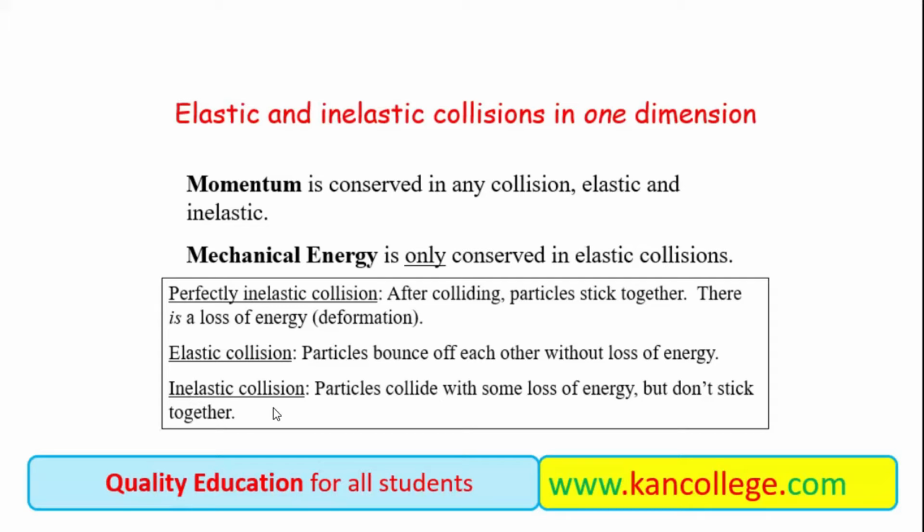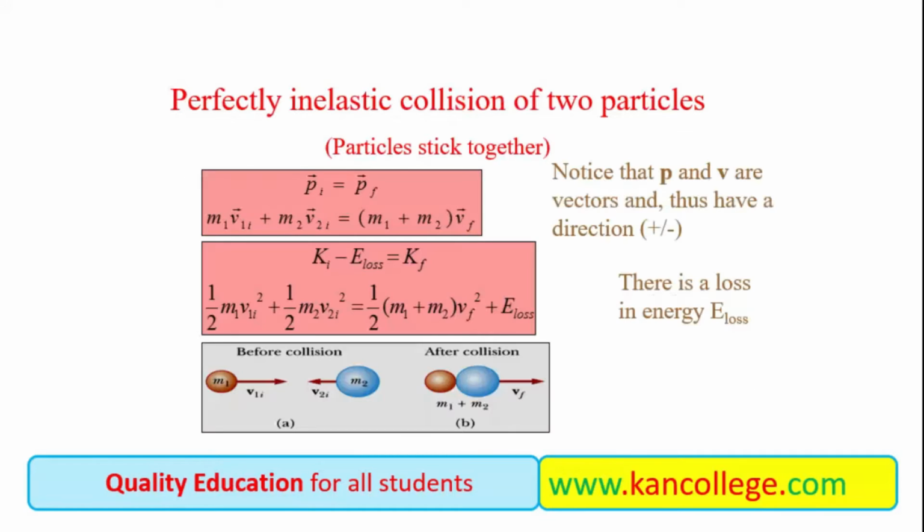Similarly, in the case of inelastic collisions, but not perfectly inelastic, just inelastic collision, particles collide with some loss of energy but do not stick together. This is a case of inelastic collision. In the case of perfectly inelastic collision, particles stick together, just as shown in the figure. Before collision, the balls were separated and coming towards each other, and after colliding, if they get stuck, then this type of collision is known as perfectly inelastic collision.